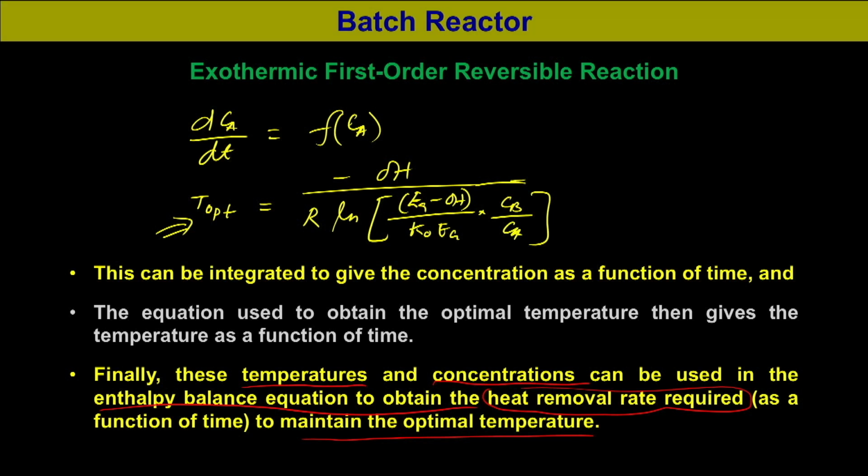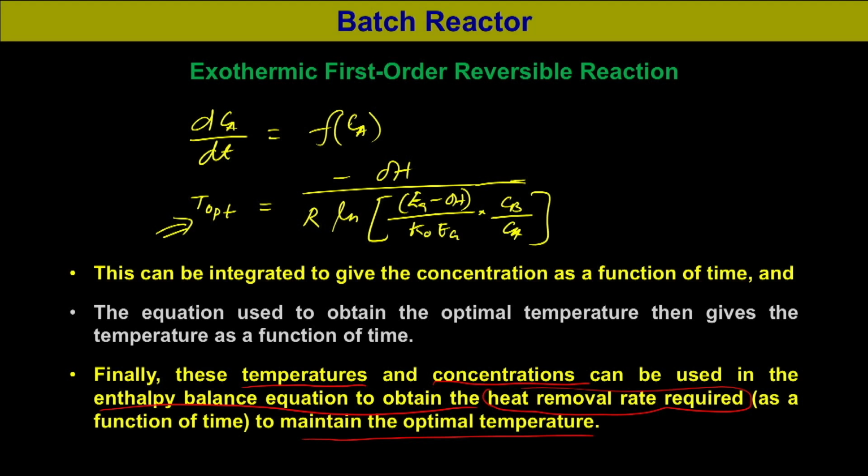So, the concentration profile, if we substitute over here in this optimum temperature, then we will get the optimum temperature versus the time. Now, finally, this temperature and concentration can be used in the enthalpy balance equation to obtain the heat removal rate required as a function of time to maintain the optimum temperature.